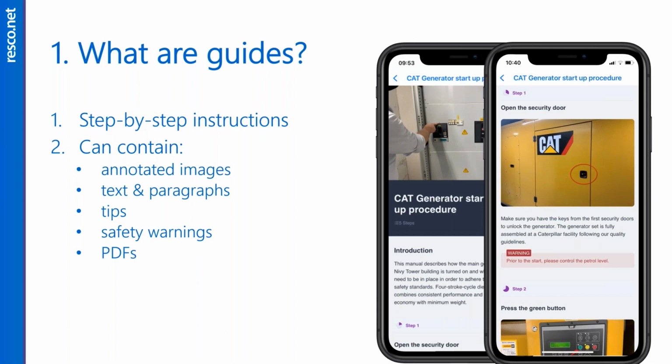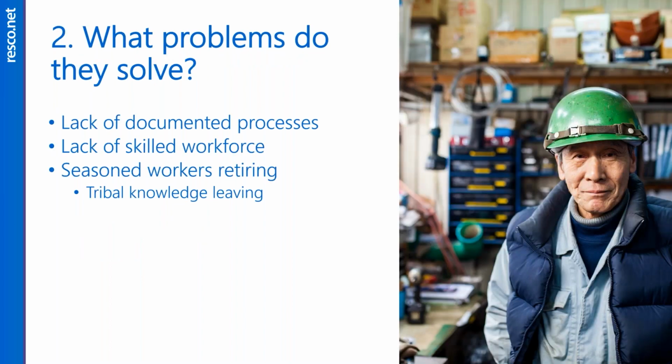So what are guides? Guides are step-by-step visual instructions. They can contain annotated images, text, paragraphs, some tips and tricks, safety warnings, as well as PDF attachments. What problems do they solve? They are mainly solving problems related to the knowledge gap or skill gap, so it can be lack of documented processes, lack of skilled workforce, or on the other hand, seasonal workers retiring and taking lots of the tribal knowledge with them.